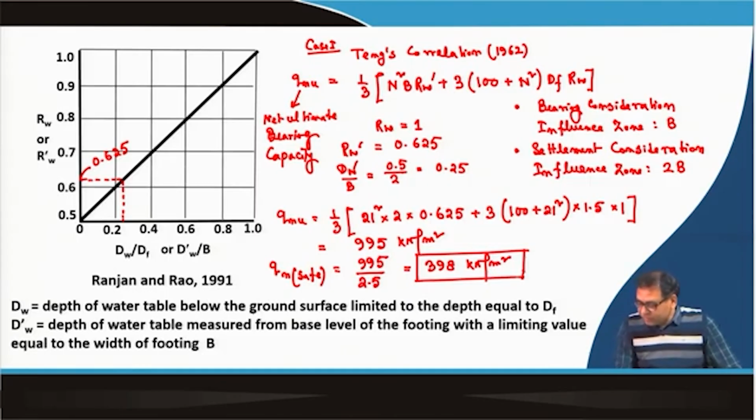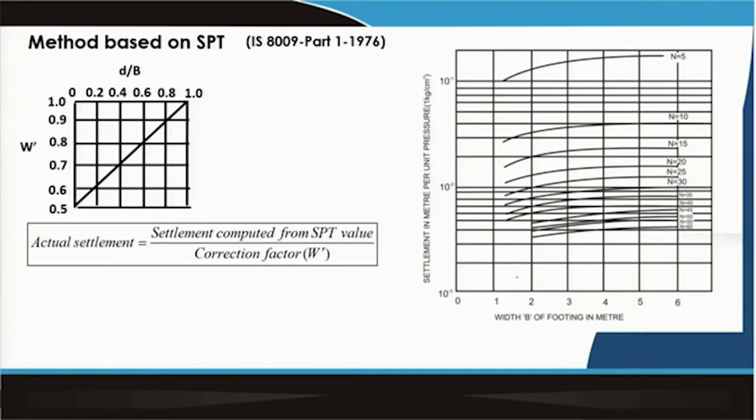So, now we will use the settlement consideration. We have used only the bearing capacity consideration. Now, we will use the settlement consideration, because as I mentioned during the design, we have discussed the bearing capacity, then we have discussed the settlement, and then allowable is considering both, the minimum of the safe load or the load the footing can take, considering settlement and bearing. So, we have considered the bearing capacity, now we will consider the settlement.